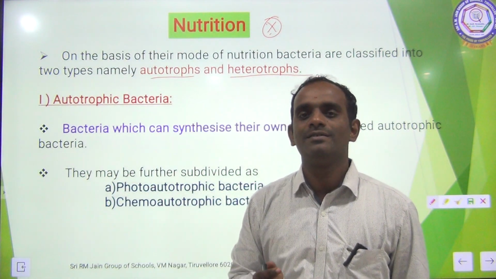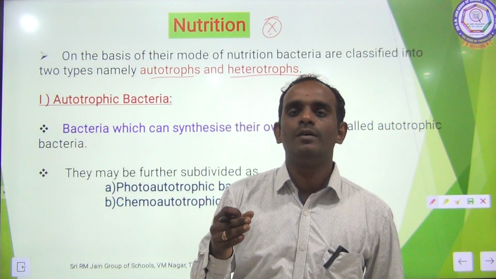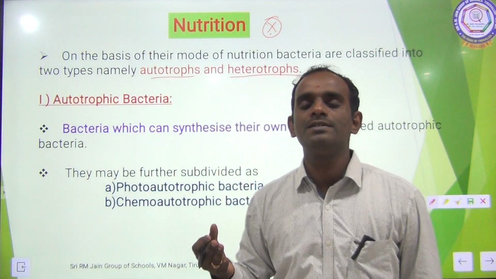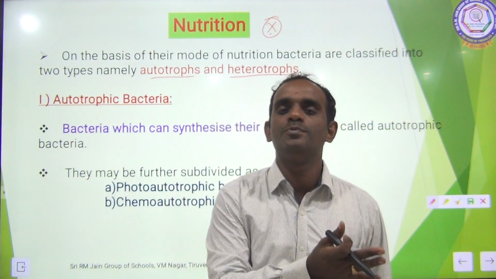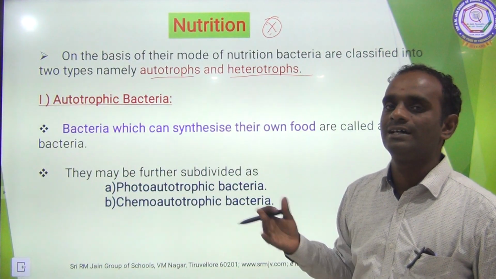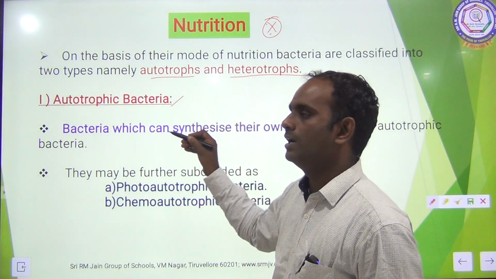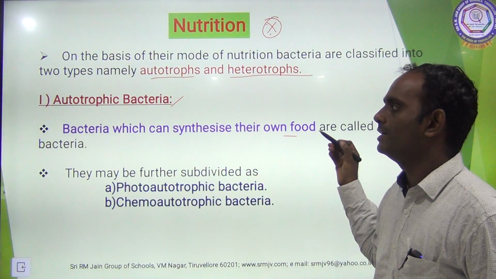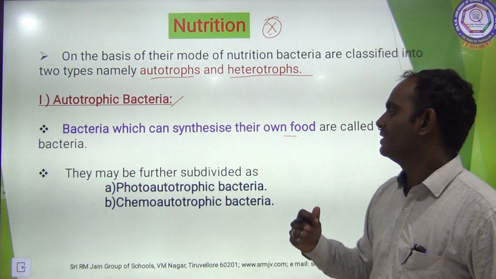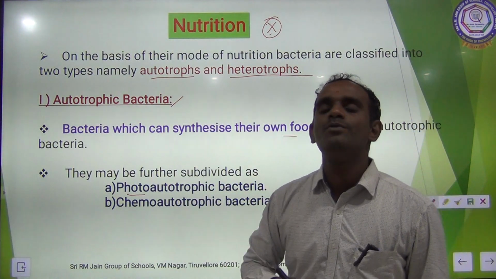The best example is plants. Plants are said to be autotrophs. They have a pigment, chlorophyll, a photosynthetic pigment, with the help of which they prepare their own food. So in bacteria also two different types of nutrition occur: autotrophic and heterotrophic. Bacteria which can synthesize their own food are called autotrophic bacteria. This autotrophic bacteria is further divided into photoautotrophic and chemoautotrophic.